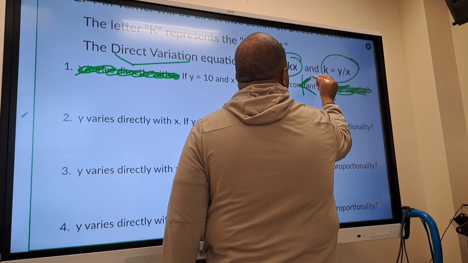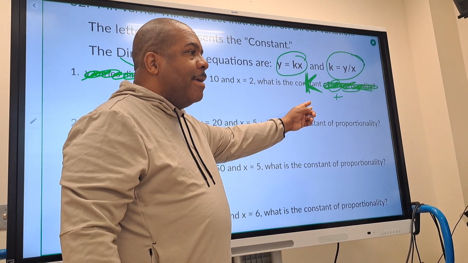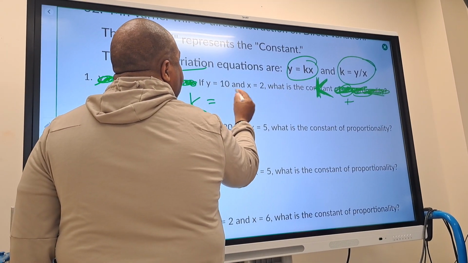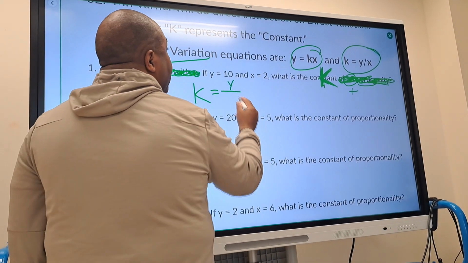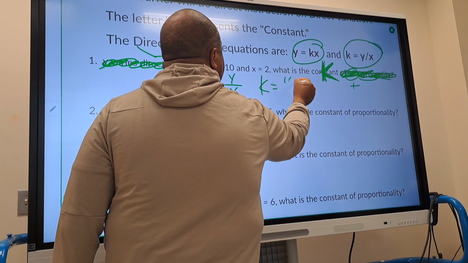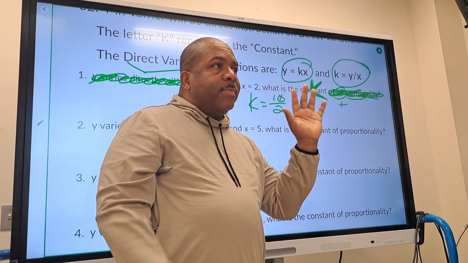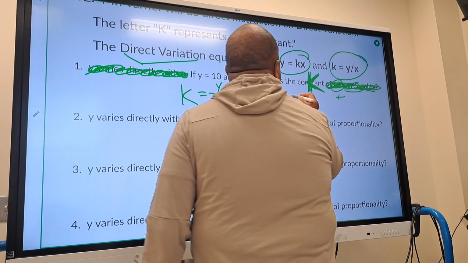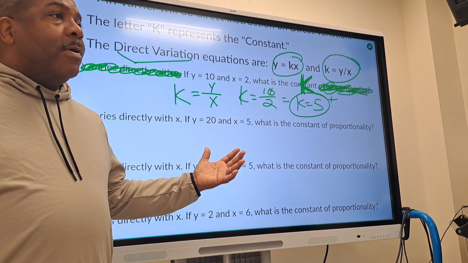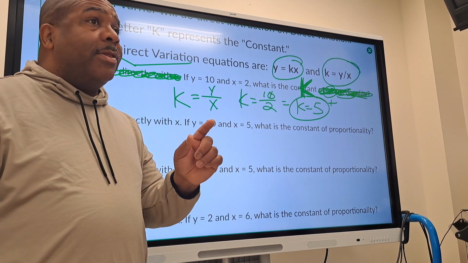This is the K, right? So, the question is, what is the K? Constant. Y is 10, thank you for correcting me, and X is 2. So really I'm saying K equals 10 divided by 2. So if I have 10 and I divide it by 2, what's my constant? 5. So my K is 5. I answered the question. I'm going to answer this next one in 30 seconds.